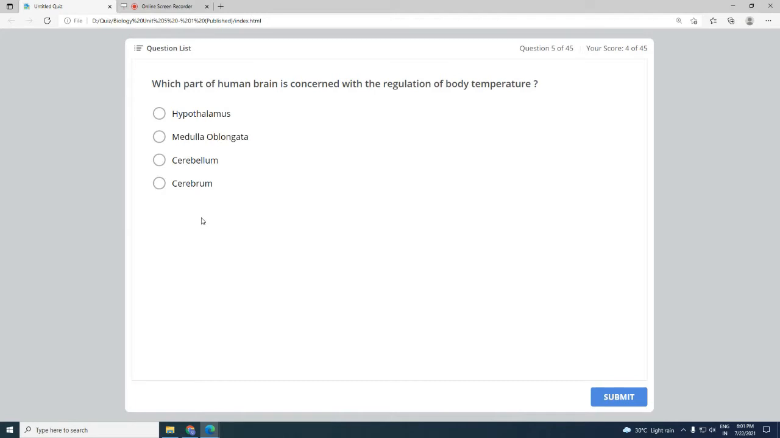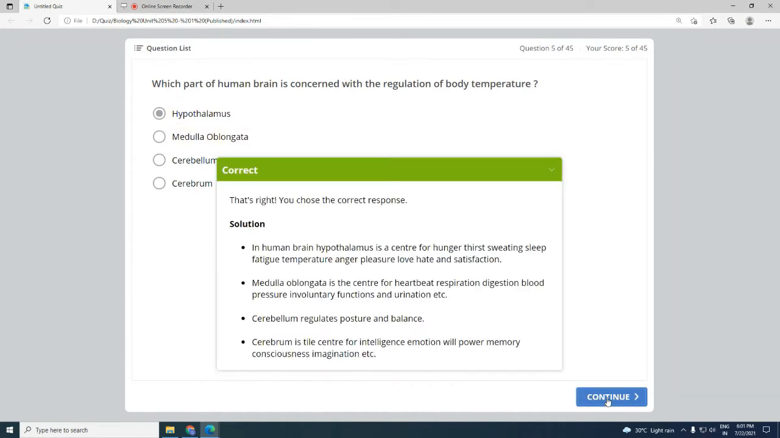Compared to the previous questions, this question is a simple one. Very simple one. The right answer for the question is hypothalamus.